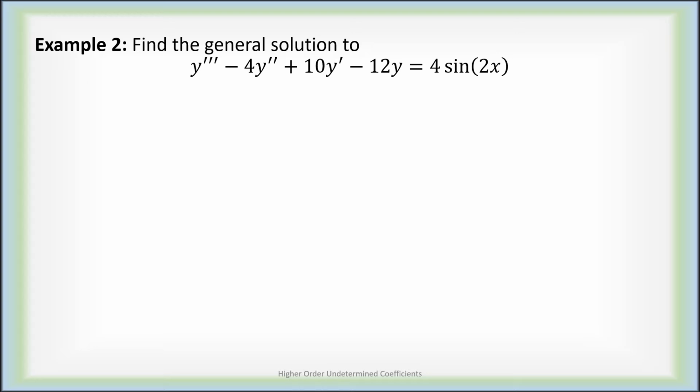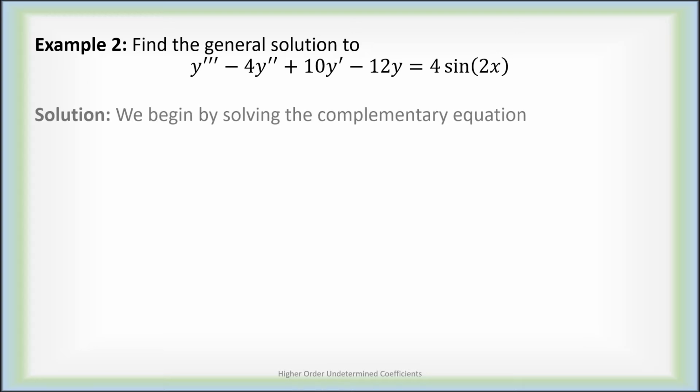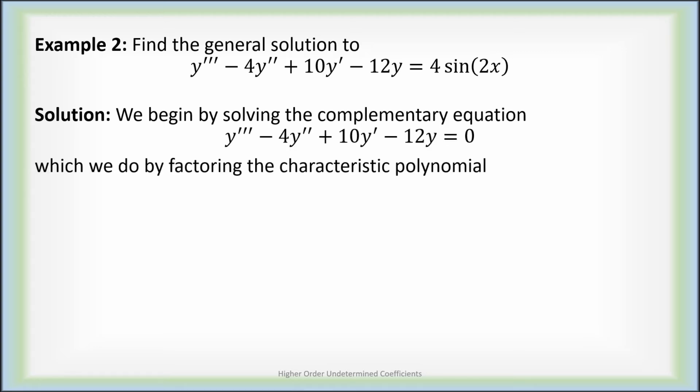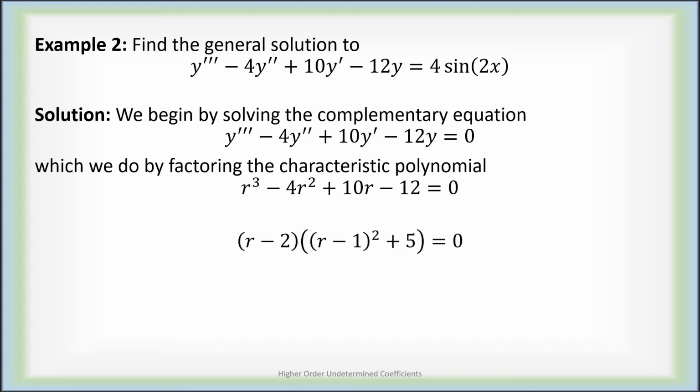As our second example, let's find a general solution to y triple prime minus 4y double prime plus 10y prime minus 12y equals 4 times the sine of 2x. Well, we can begin by solving the complementary equation, which we do by factoring the characteristic polynomial. r cubed minus 4r squared plus 10r minus 12 is 0. After some work, we have a single linear term and one irreducible quadratic.